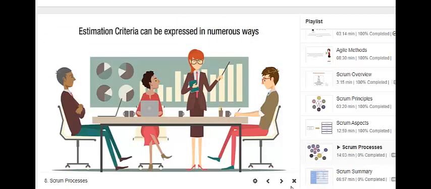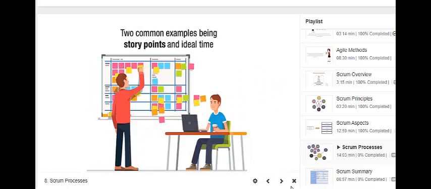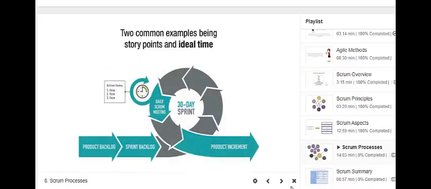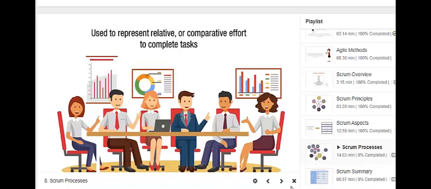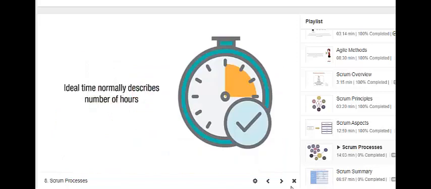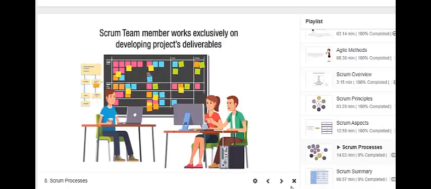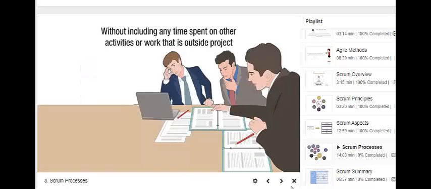Estimation criteria can be expressed in numerous ways, with two common examples being story points and ideal time. Story point values are used to represent relative or comparative effort to complete tasks, whereas ideal time normally describes the number of hours a Scrum team member works exclusively on developing the project's deliverables, without including any time spent on other activities or work that is outside the project.